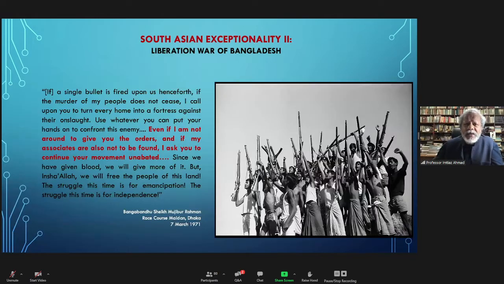Now, the second South Asian exceptionality is the liberation war of Bangladesh. Bangladesh is the only South Asian country which fought a liberation war. You can talk about Netaji Subhash Bose, but since he did not get into power, not to mention he slid into fascism, having friends with fascist countries, Bangladesh remains exceptional, where the security forces and people fought together.